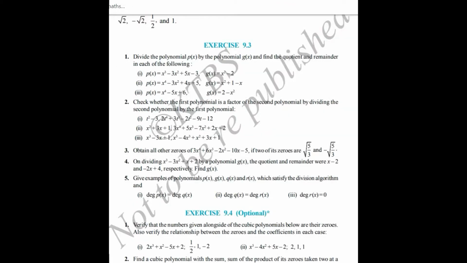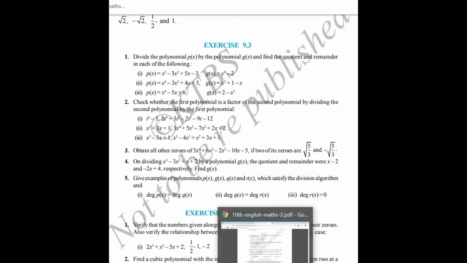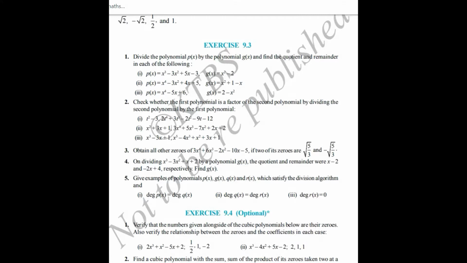In the second set of problems, we need to check whether the first polynomial is a factor of the second polynomial by dividing the second polynomial by the first polynomial. A polynomial will be a factor of another polynomial if the division results in a remainder 0.